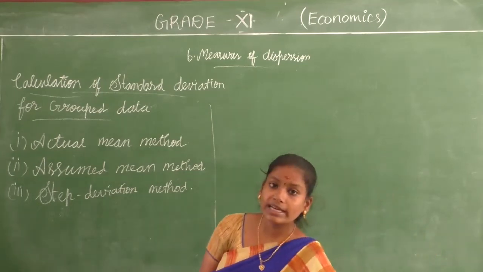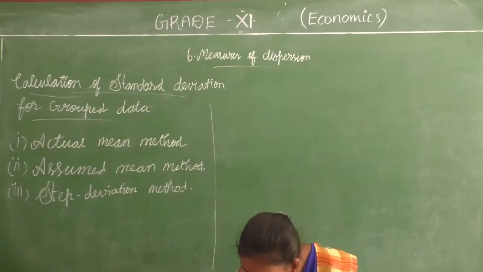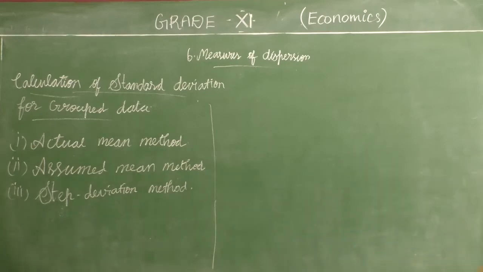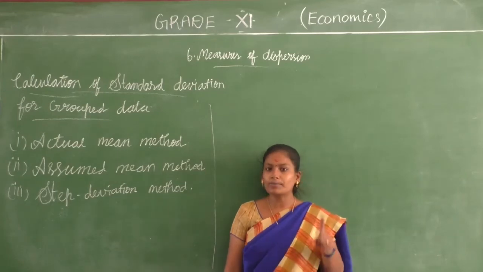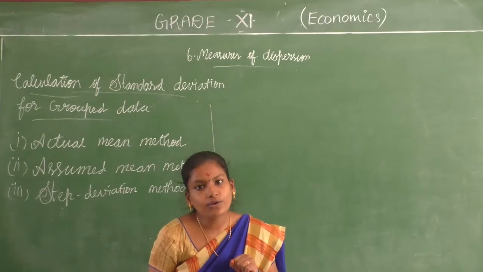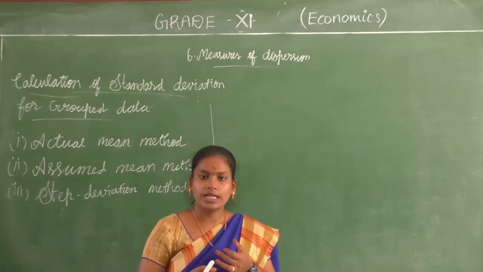First, let us quickly recall how we did this for ungrouped data. What did we do with ungrouped data? Before grouped data, I said we will recall ungrouped data. We had the arithmetic mean found out first.